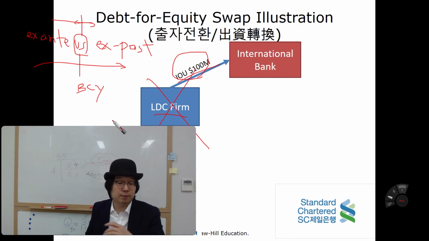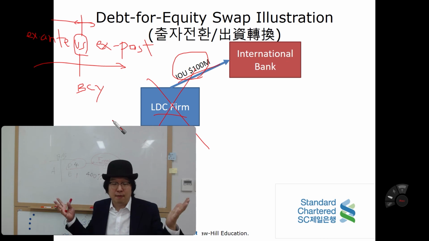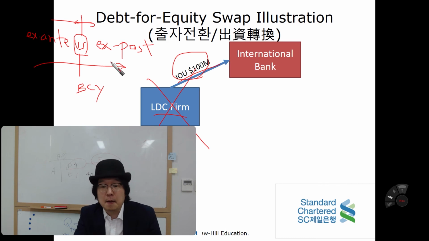Once you declare bankruptcy, what happens is the next question. Ex ante, you should not declare bankruptcy and you should repay the debt, the principal amount, 100%. Repay the debt as much as possible, to the full. That's ex ante. But ex post, once you declare bankruptcy, now what is the question? The thing is, this international bank has a choice.